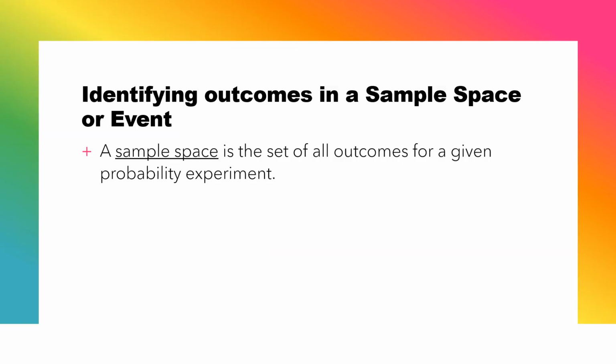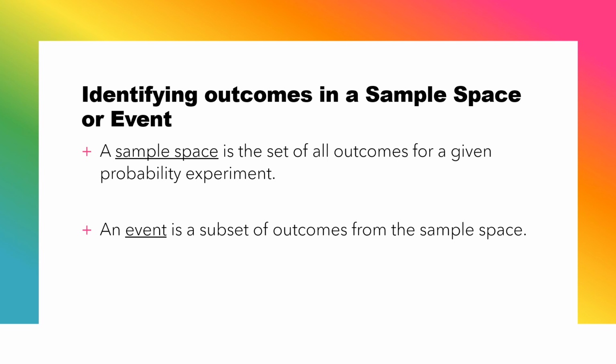So the first thing we're going to talk about in relation to probability is how we identify the outcomes in a sample space or an event. So let me tell you what the definitions for sample space and event are. A sample space is the set of all possible outcomes that could result for a given probability experiment. The experiment is just whatever operation you're carrying out under those controlled conditions. And an event is defined as a subset of all of the outcomes from the sample space.